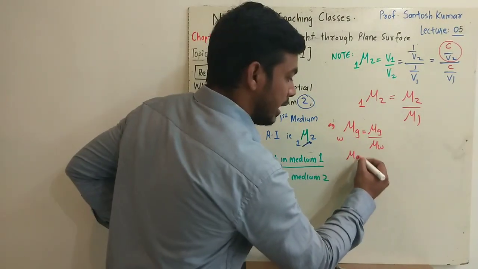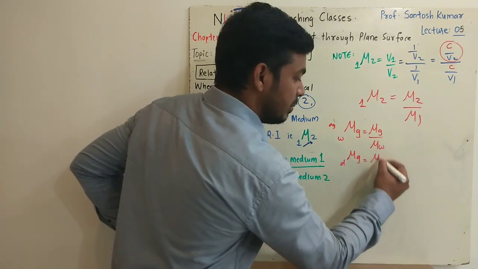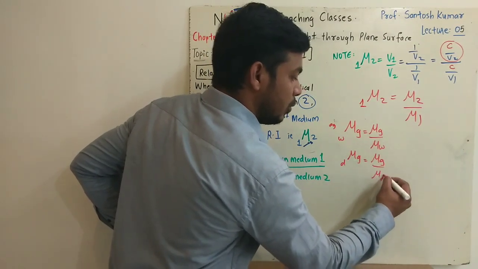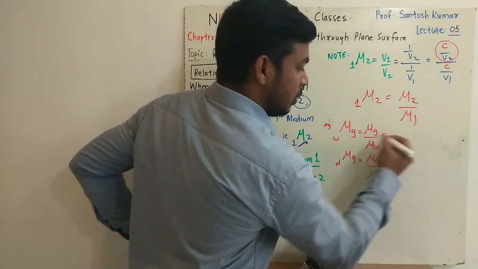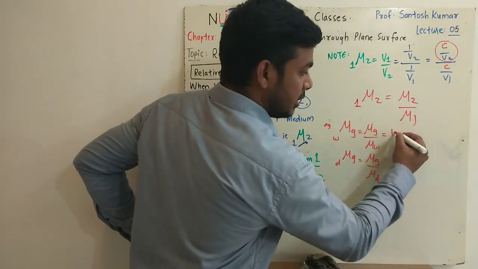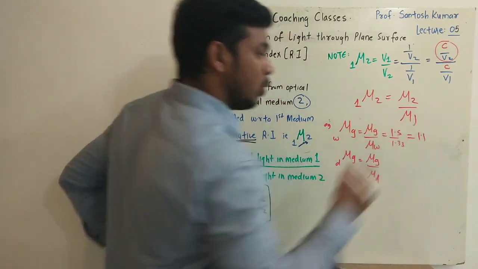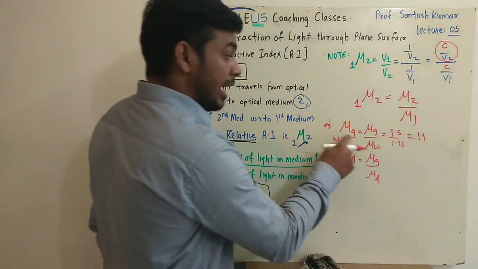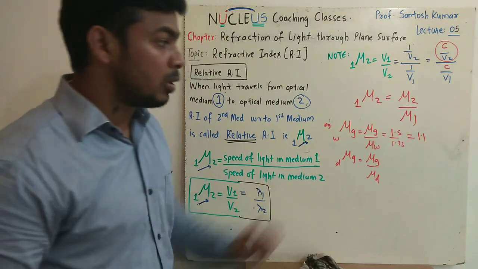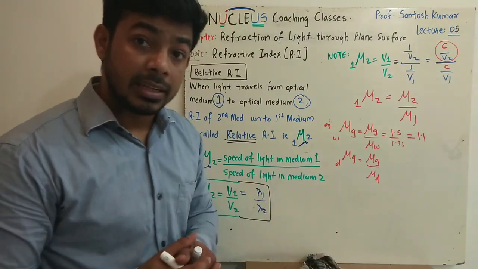Refractive index of glass with respect to diamond can be written as mu g by mu d. But if I give you the value of mu g by mu w, it is 1.5 by 1.33. It will be approximately equal to 1.1. That means the refractive index of glass with respect to water is 1.1. We got a value greater than 1.